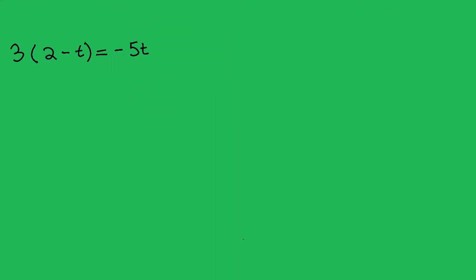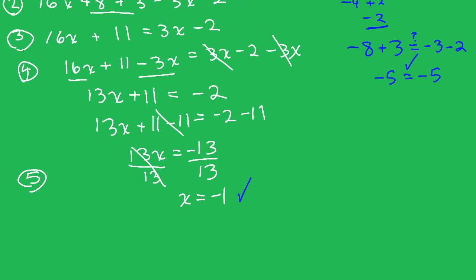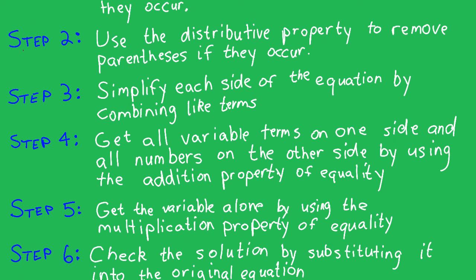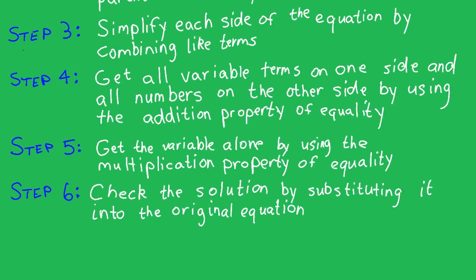And the next one, again, there's no fractions. 3 times the quantity 2 minus t equals negative 5t. So we can move on to step 2, which is, if you'll remember, I'll scroll up again just to help you guys see the steps. Use the distributive property to remove parentheses if they occur.